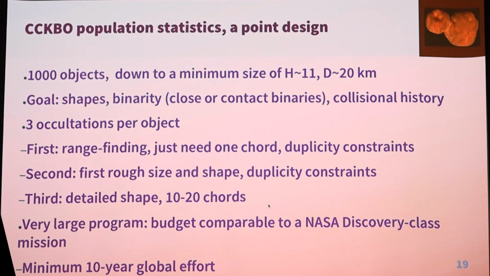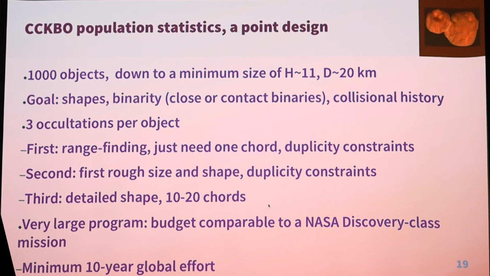And the goals would be good shapes, binarity, contact binarities, close binarities, and collisional history. The collisional history comes from how smooth the object is: you see big bites taken out of the edge and the limb. And as I said before, that's what you do for each one of the objects.